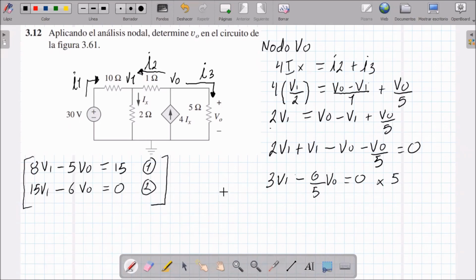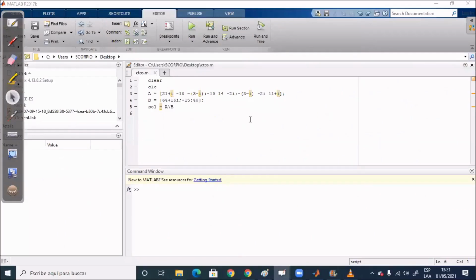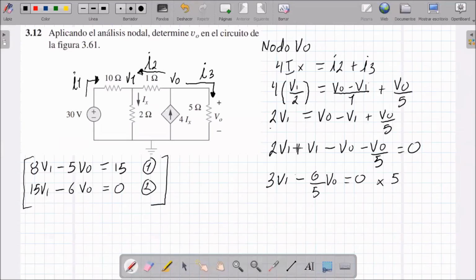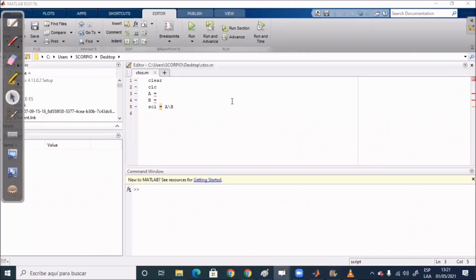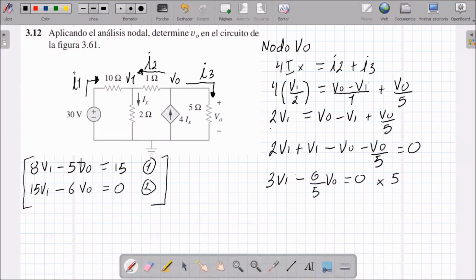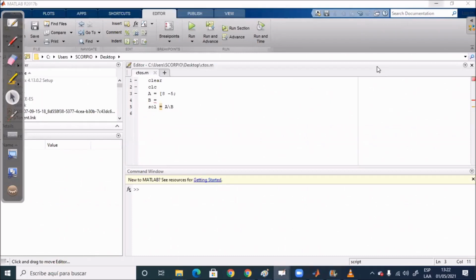We put this equation in the calculator or use MATLAB. If I wanted to use it wrong, I would have to use the equations here. I'm going to delete this. Well, I'm going to delete all this and I get that the first one would be 8 minus 5 and 15 minus 6. Here it would be brackets 8 minus 5, semicolon, and the other would be 15 minus 6.